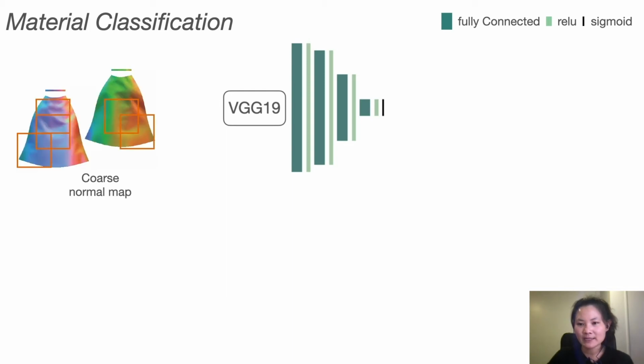We crop patches from the coarse normal map. The cropped patches are first embedded to be flattened feature vectors by VGG as the input of the following fully connected layers. The output of the material classification is a predicted material probability with a dimension corresponding to the number of the materials captured in our datasets.